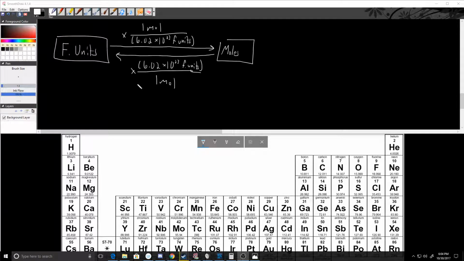So for hydrogen, if I had 6.02 times 10 to the 23rd atoms of hydrogen, that would give me a mass of hydrogen of 1 gram. Really, that's how many atoms it takes to go from atomic mass units to grams.